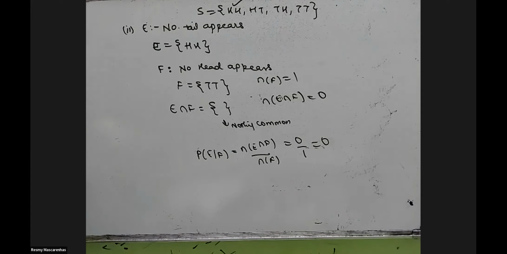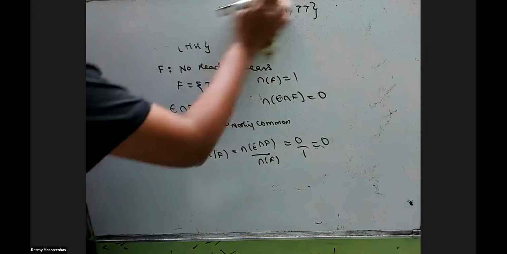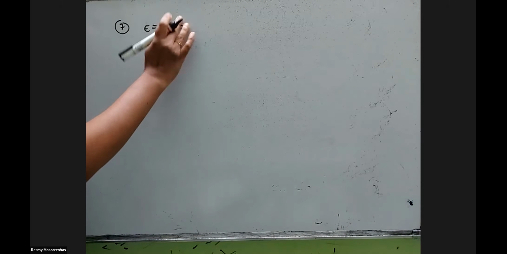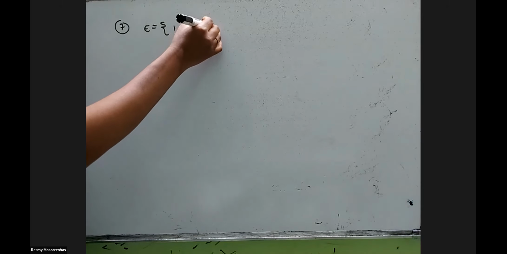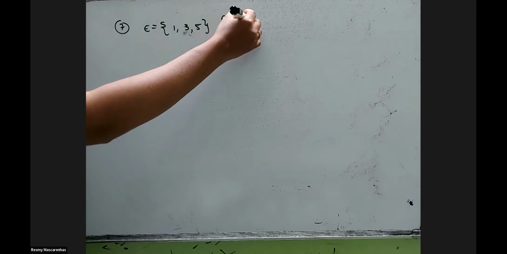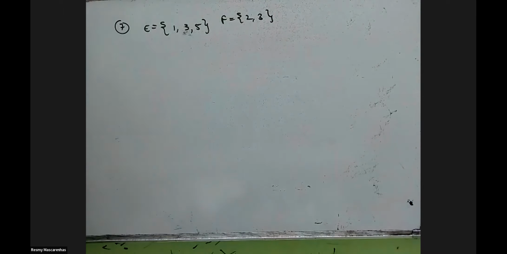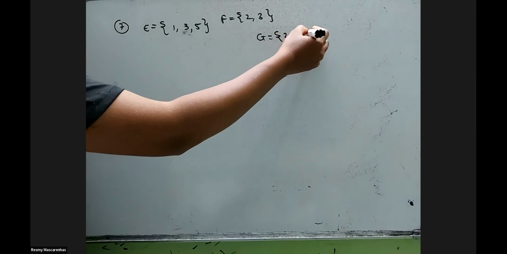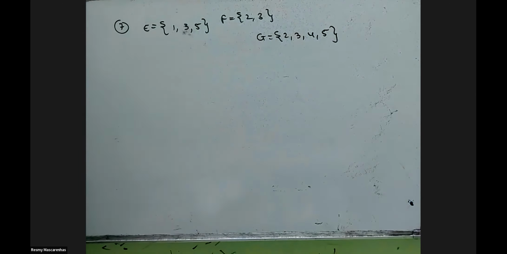Consider question number 7. In 7, E is given as 1, 3, 5. F is given as 2, 3. G is given as 2, 3, 4 and 5.